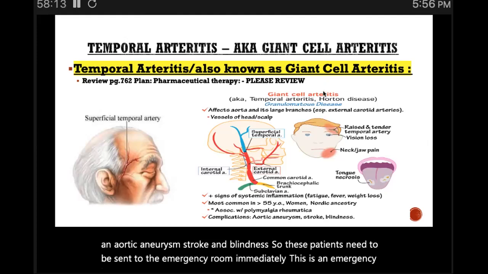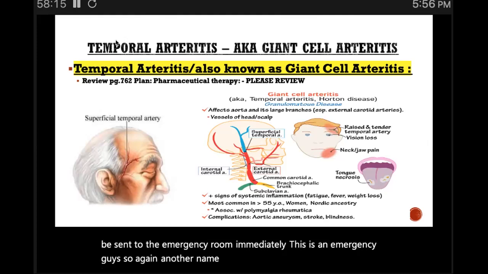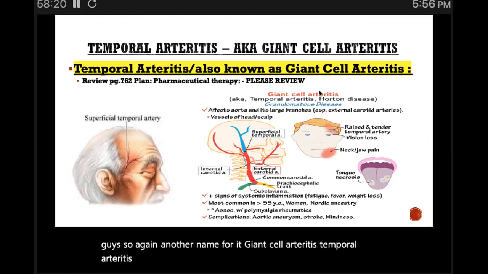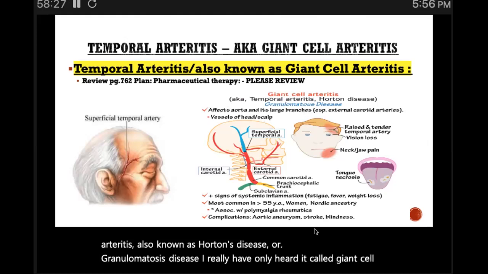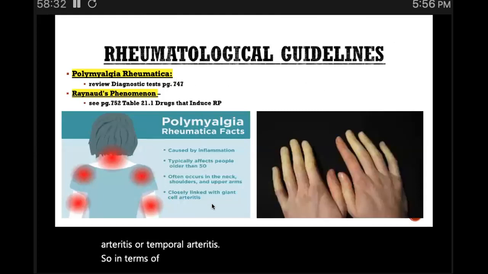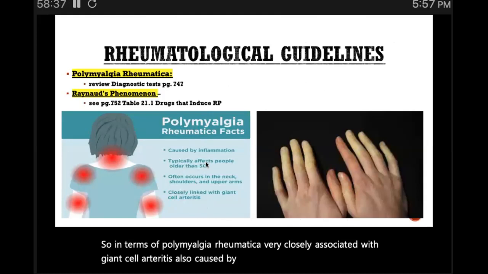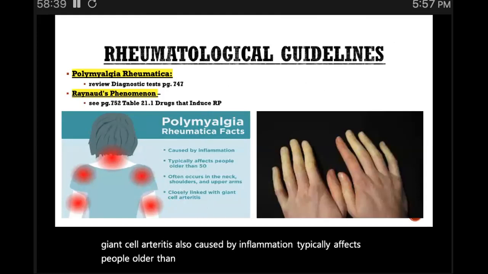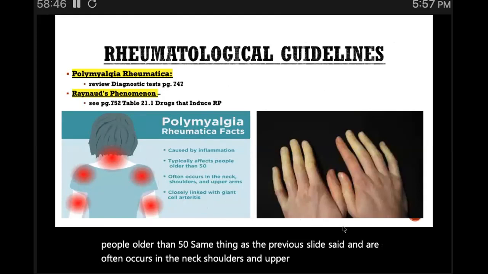So again, another name for it: giant cell arteritis, temporal arteritis, also known as Horton's disease or granulomatous disease. I really have only heard it called giant cell arteritis or temporal arteritis. So in terms of polymyalgia rheumatica, very closely associated with giant cell arteritis, also caused by inflammation, typically affects people older than 50, same thing as the previous slide said, and it often occurs in the neck, shoulders, and upper arms, this type of pain.